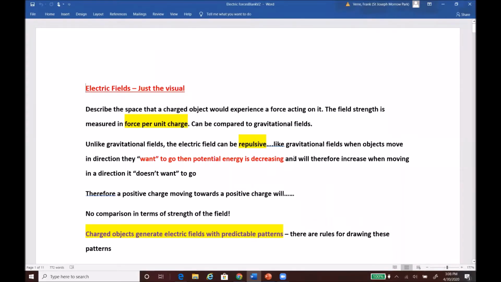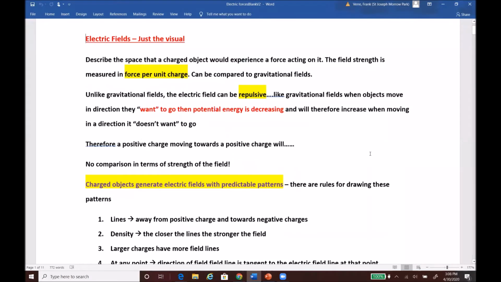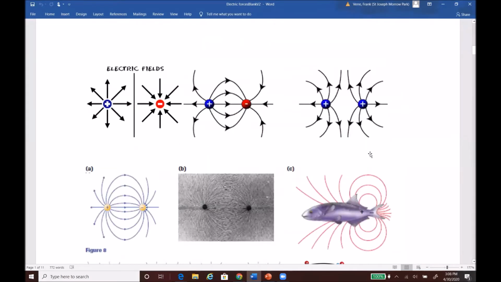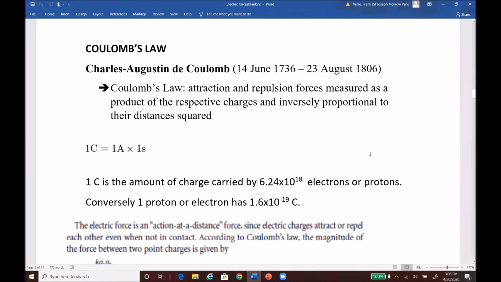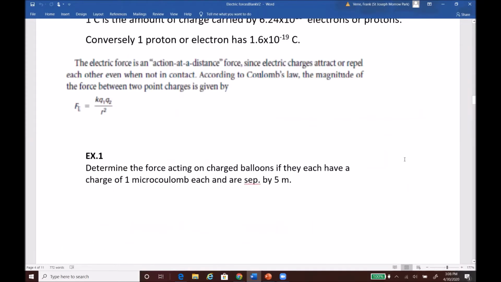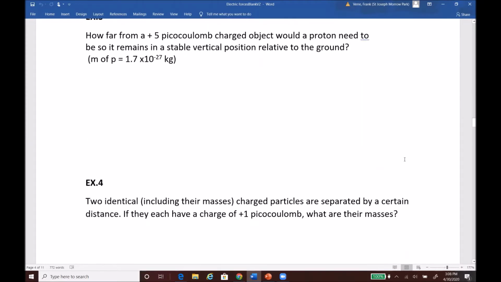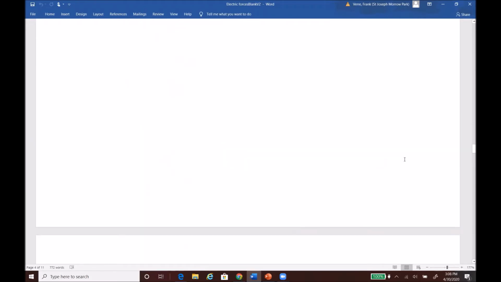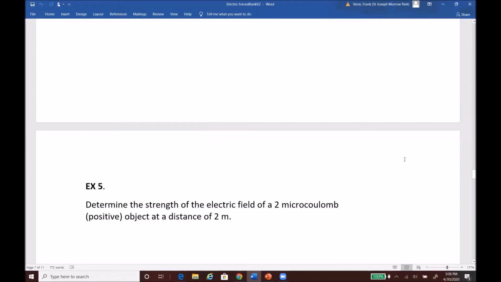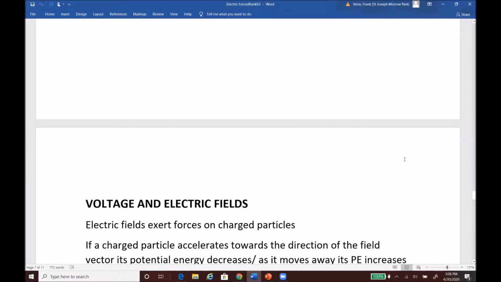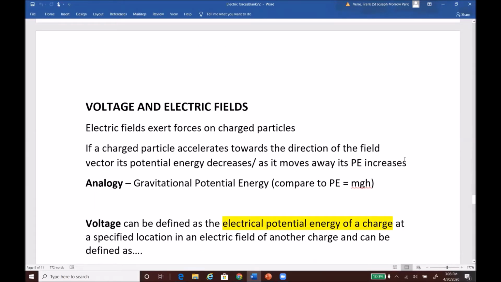Okay, so let's wrap up electric fields. This is part three. In part one, we talked about what an electric field is and what it looks like, the patterns they produce. In part two, we introduced some equations like Coulomb's law and electric field strength. That's what we did last time. So what we're going to do today is wrap up by looking at electric fields and voltage.